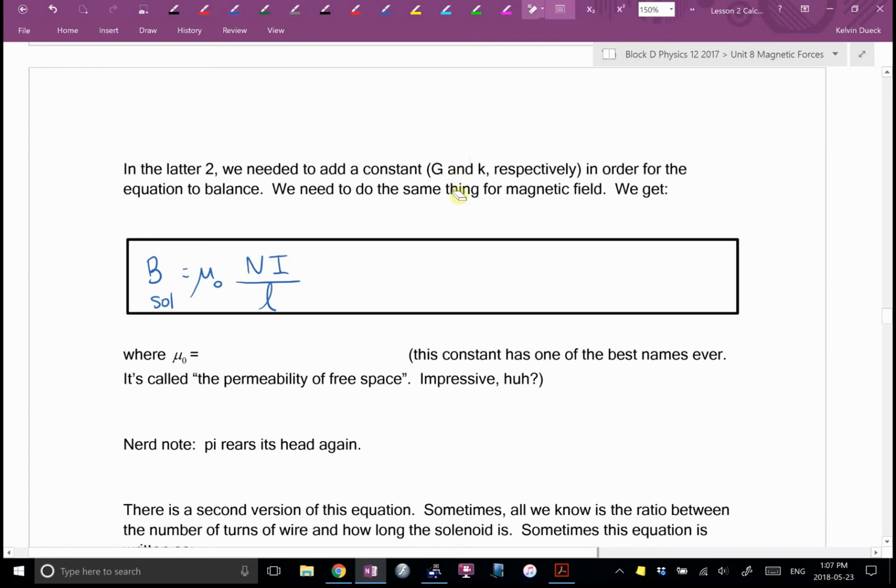Who remembers what was big G? More specific, 6.7 times 10 to the negative 11. What was K? This was a nicer one. They're on your sheet. 9 times 10 to the 9th. Find mu naught. It's on your sheet. Pi? What? Did you say pi? Why on earth would... This is a circle. Where's a circle? Okay.